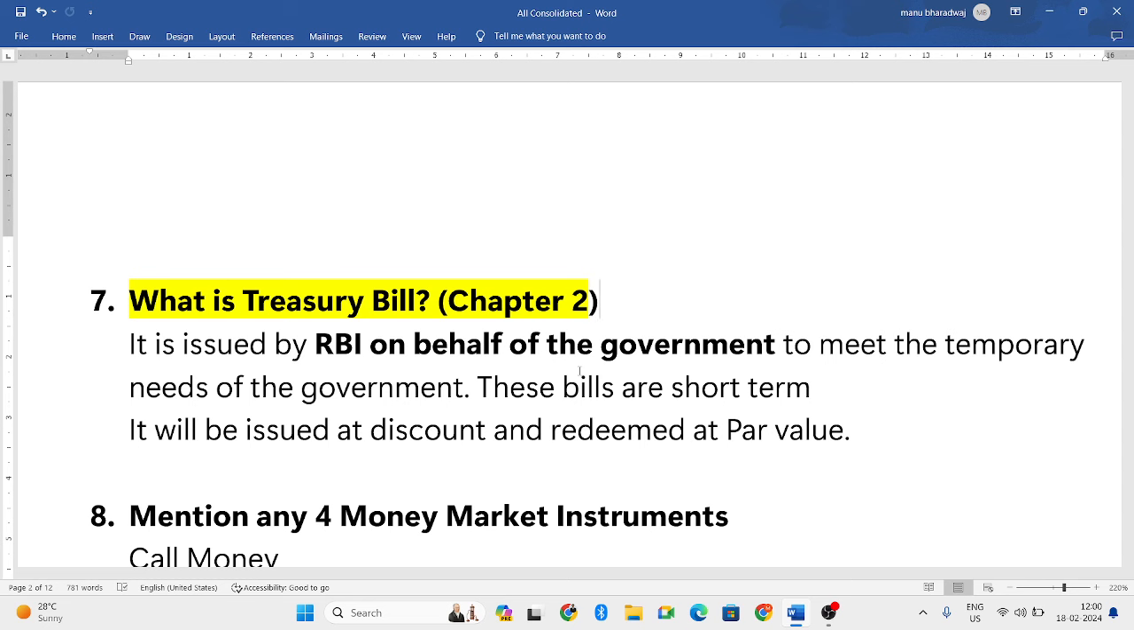While issuing to you, they will issue at a discount and redeem at par. If the value of the treasury bill is 10 lakh rupees, they will issue the treasury bill at 8 lakh rupees. But while redeeming it, they will give you 10 lakh rupees. So that 2 lakh will be the profit for you.